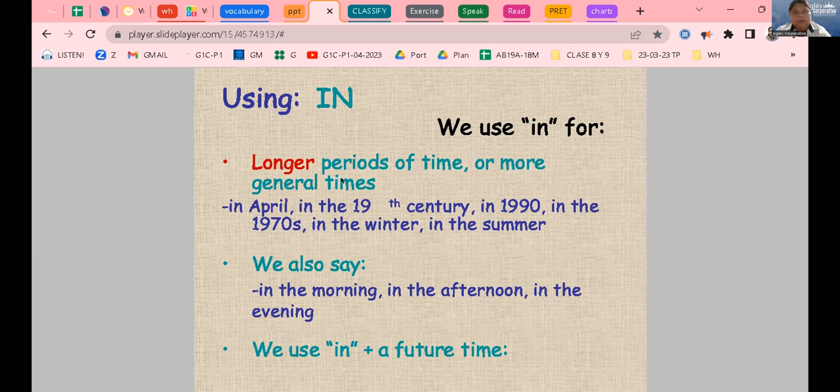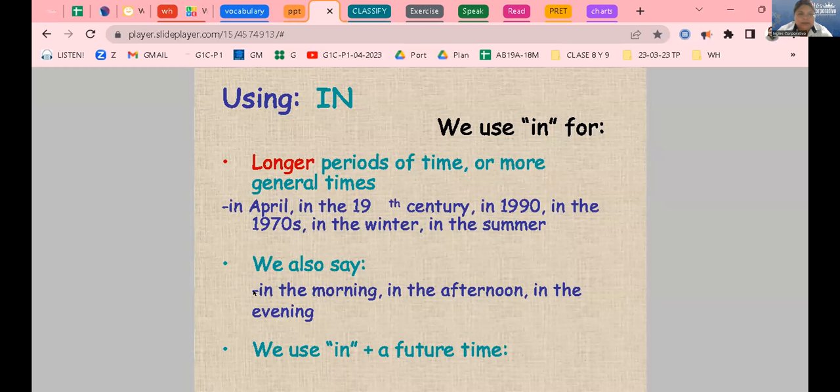Para también lo teníamos para periodos largos de tiempo. O tiempos en general. Por ejemplo, en abril, es decir, con los meses, ¿verdad? In the 19th century, el siglo XIX, in the 1990, in the 70s. Con las décadas, right? Usualmente agregamos esta S con las décadas para indicar eso. In the summer, también con estaciones del año, ¿verdad? In the summer, in the winter, in autumn, in spring. And we also say in the morning, in the afternoon, in the evening.